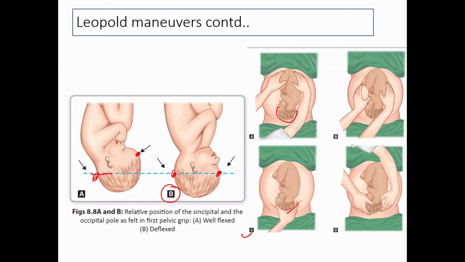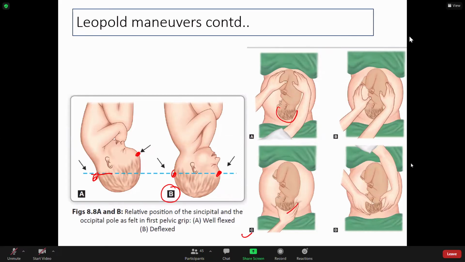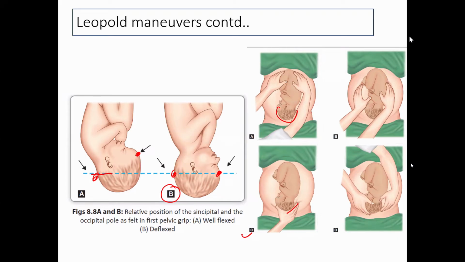So when we discuss the abdominal examination, what can we know from it? One is lie. Second is presentation. Is it a cephalic presentation, a podalic presentation, or a breech presentation? And as extra information, sometimes we can know attitude as well.